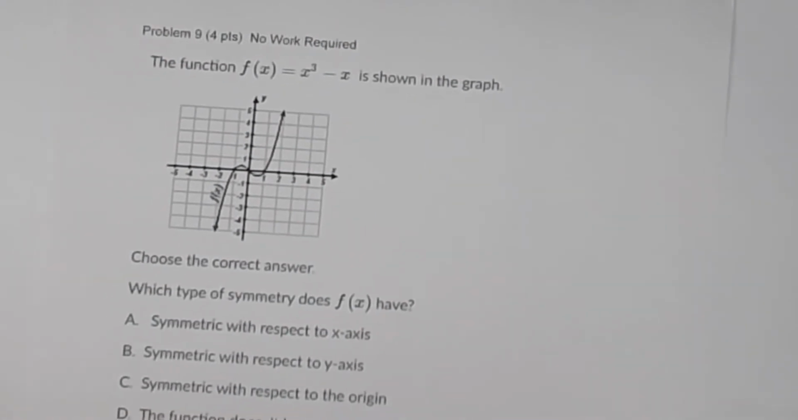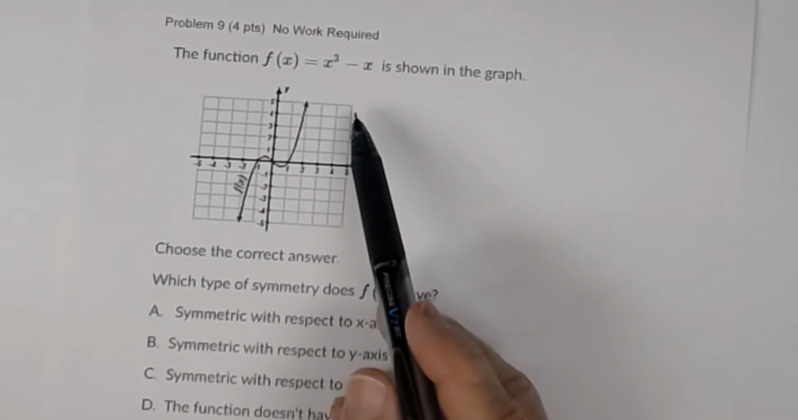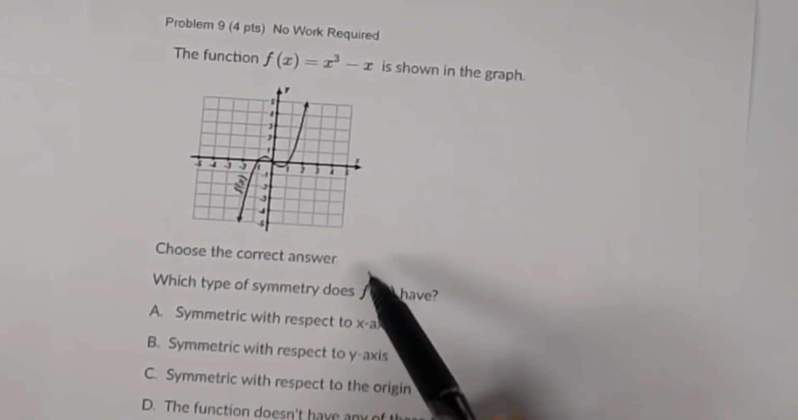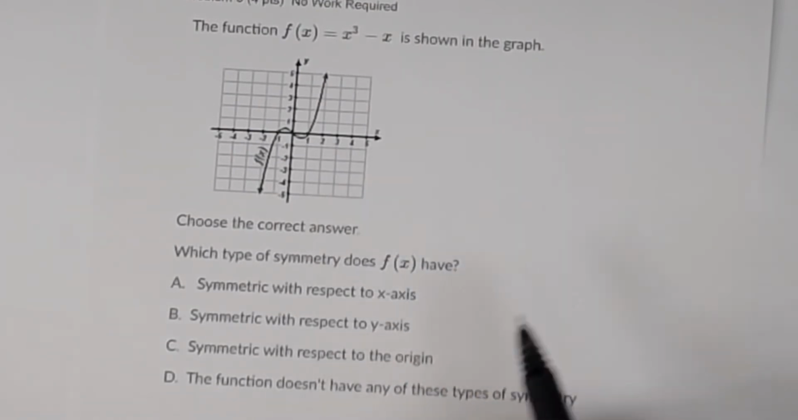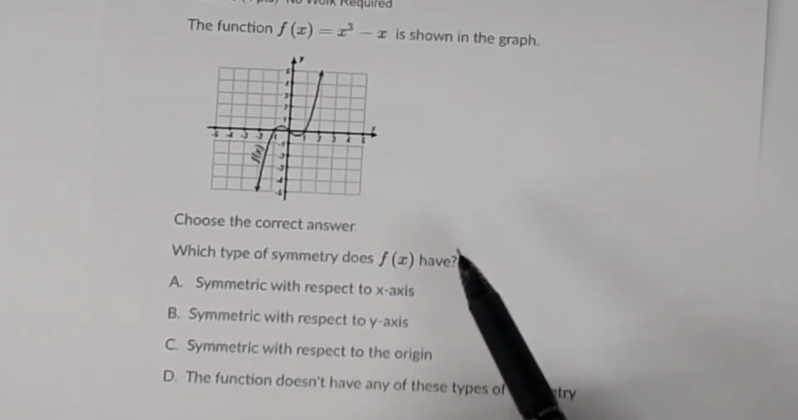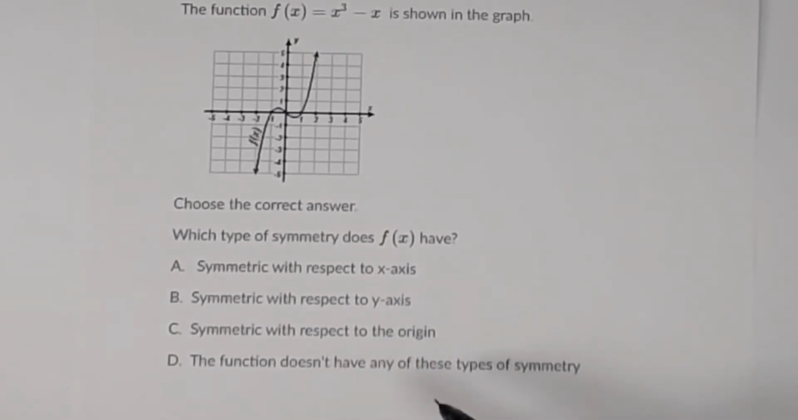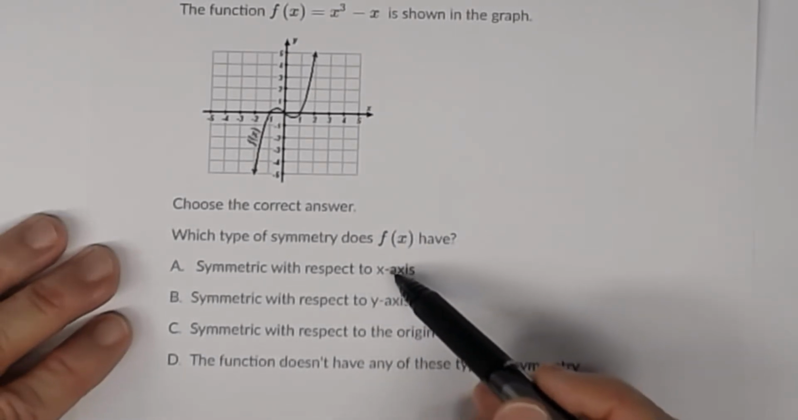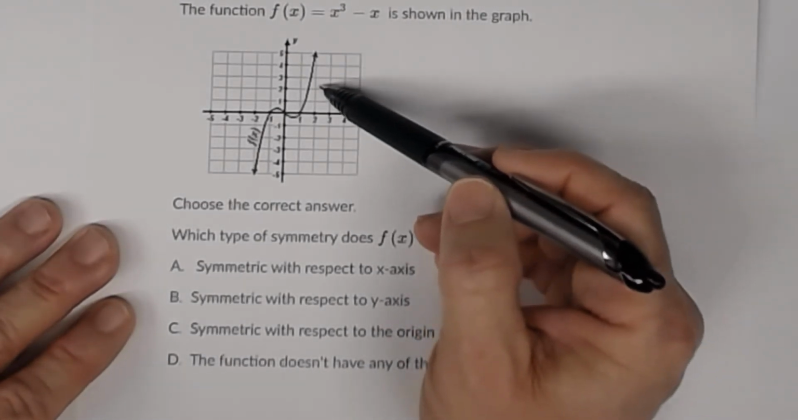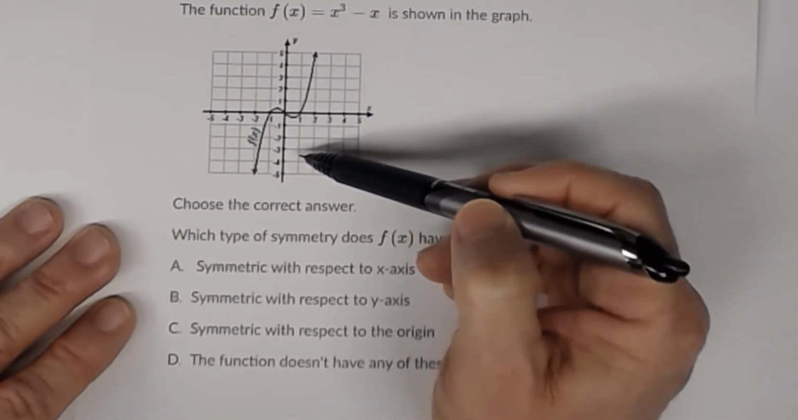Now, number 9, you're given the graph of this function right here, and all you're told is what type of symmetry does this have. So based on the graph, is this function symmetrical with respect to the x-axis, the y-axis, the origin, or doesn't have any of these types of symmetry? Well, remember that a graph is symmetrical with the x-axis if a point of the graph you reflected about the x-axis, that point is on the graph as well.